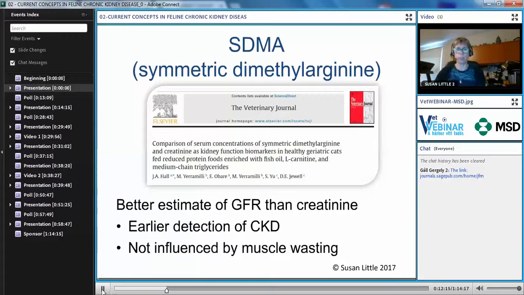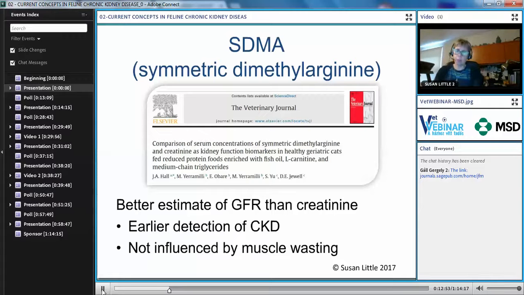much earlier diagnosis. The other reason that we like to look at SDMA is that it's not influenced by muscle wasting. So it doesn't come from muscle the way serum creatinine does. So as we see muscle loss, often just due to aging in older cats, that can affect serum creatinine levels independent of whether a cat has chronic kidney disease. But SDMA isn't influenced by muscle mass. So especially for cats, that gives us an even better estimate of renal function than creatinine does.